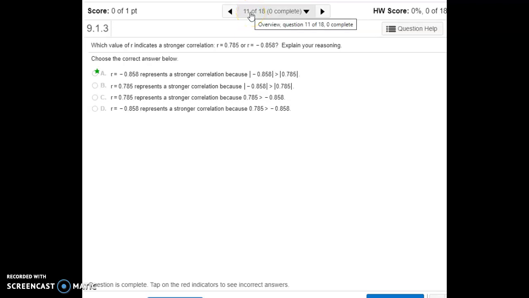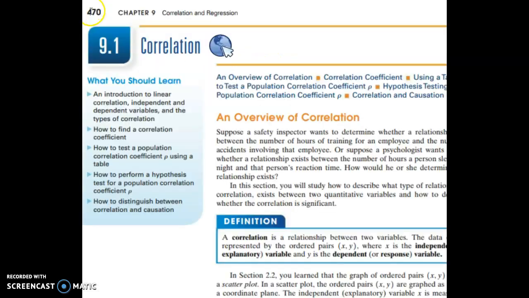In number 11, we're talking about correlation. And the question here is which value of R, which R is the correlation coefficient, which of these two values indicates a stronger correlation? So we're in this chapter here, and you can start to read about correlation.